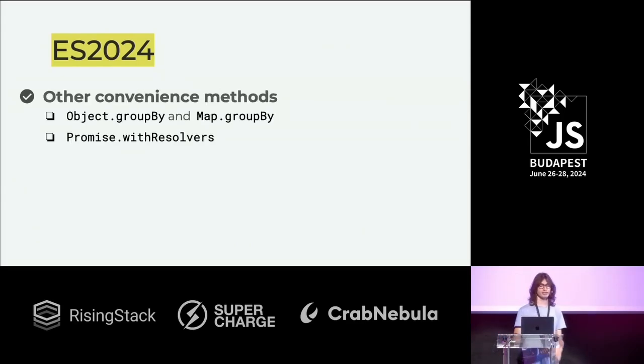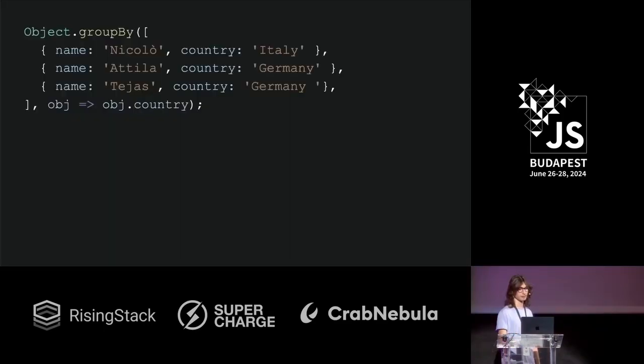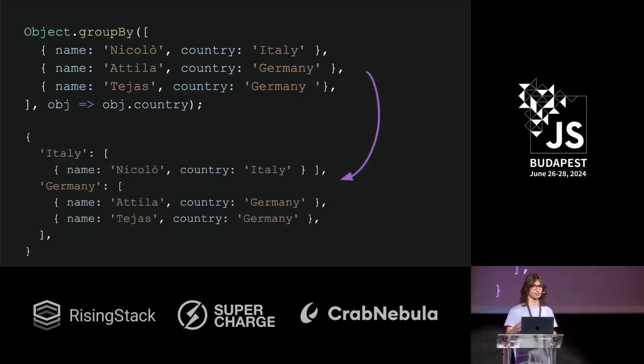And we have other convenience methods like Object.groupBy and Map.groupBy that let you group arrays by some category. Like if I have these arrays of people with the country they live in, I could group them by country, and I get this object saying, in Italy I have these items of the array, in Germany I have these other items.